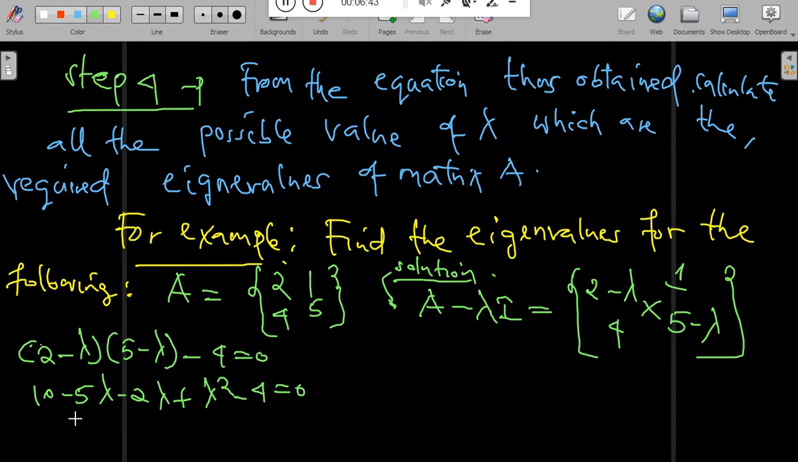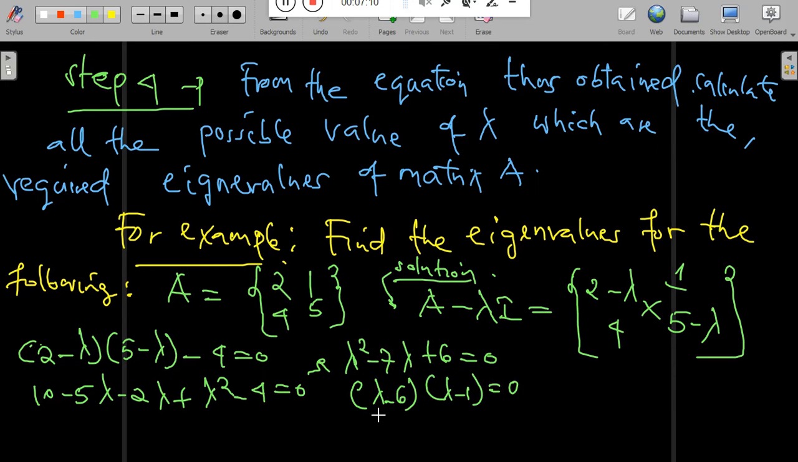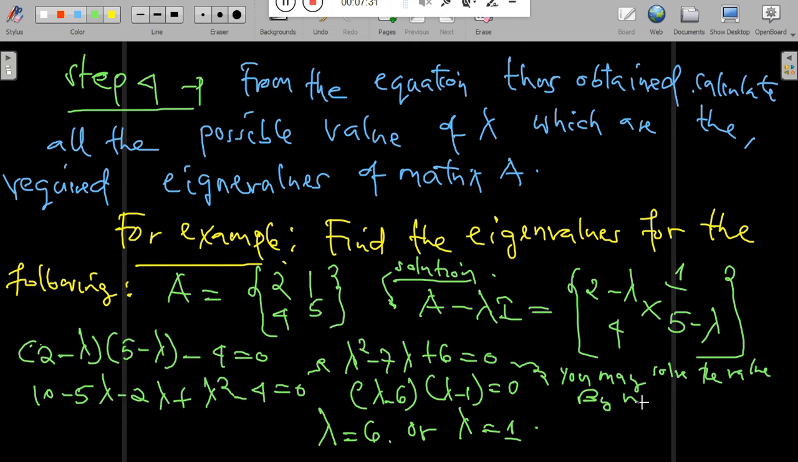When we multiply out the equation, this gives 10 minus 5 lambda minus 2 lambda plus lambda squared minus 4, which is equal to 0. So this gives lambda squared minus 7 lambda plus 6 equals 0. We may use a calculator to solve for the first and second lambda, which gives 6 and 1. When you take lambda minus 6 equal to 0, you obtain 6, and when you take lambda minus 1 equal to 0, you obtain 1. So the eigenvalues are 6 and 1.